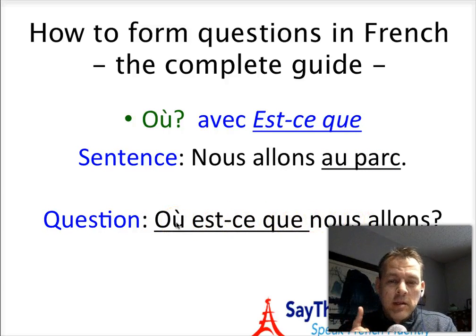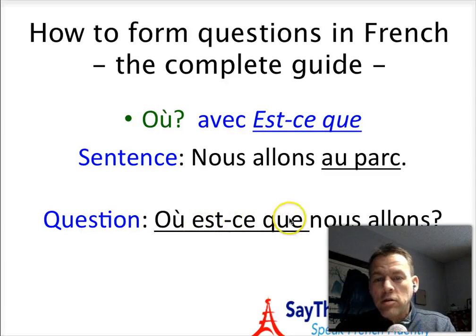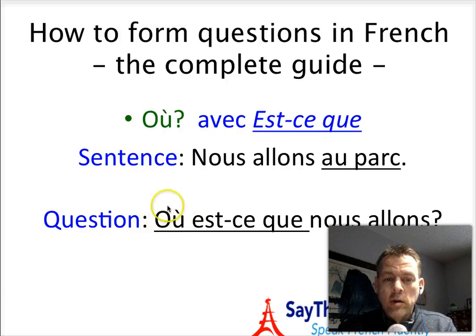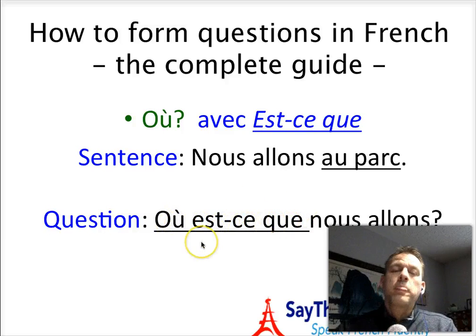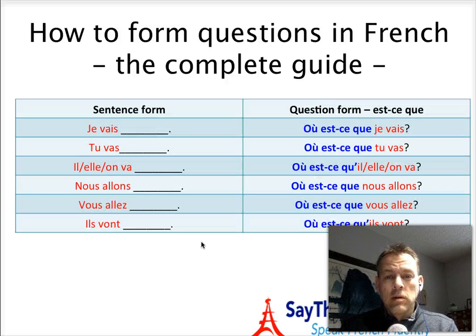So here, it's a little bit easier because nous allons stays the same. You're taking your query word, où, and then you're putting est-ce que in between. So you're making a query sandwich around est-ce que. Où est-ce que? If it's why are we going to the park? Pourquoi est-ce que nous allons au parc? Okay, and we'll look at these. Put it to the table.